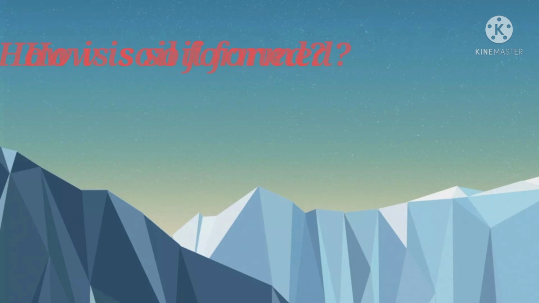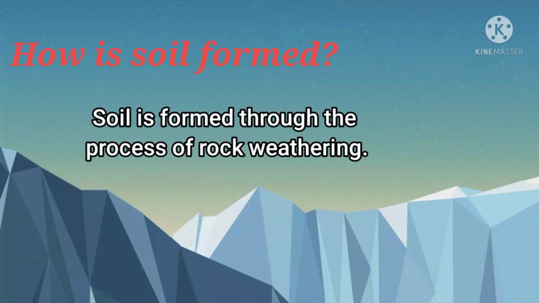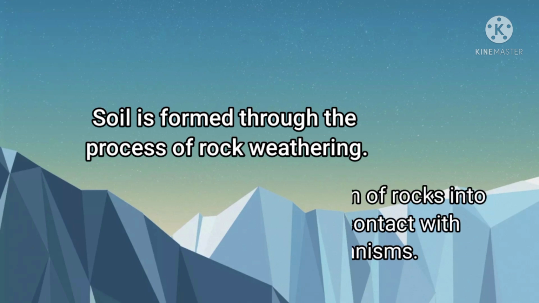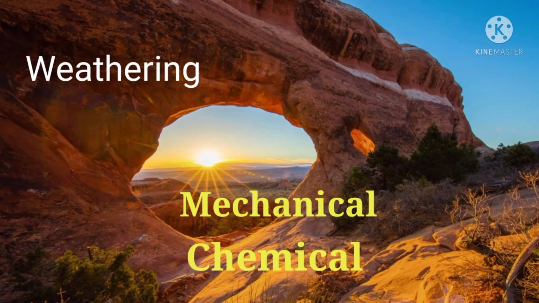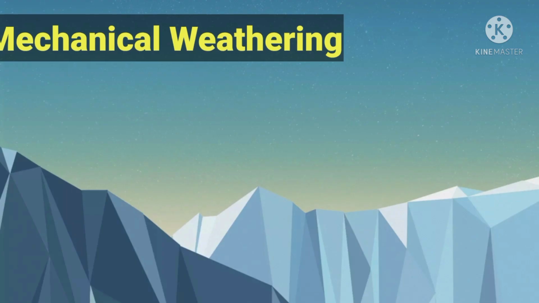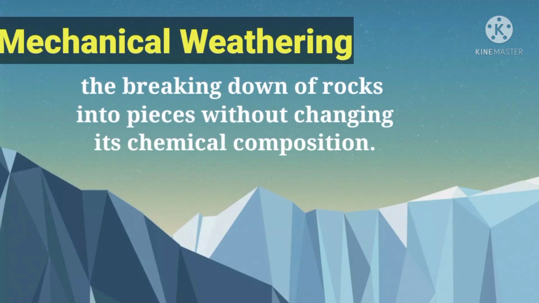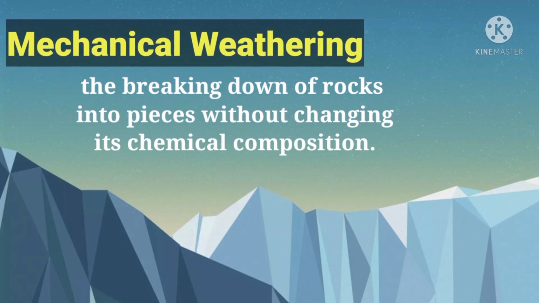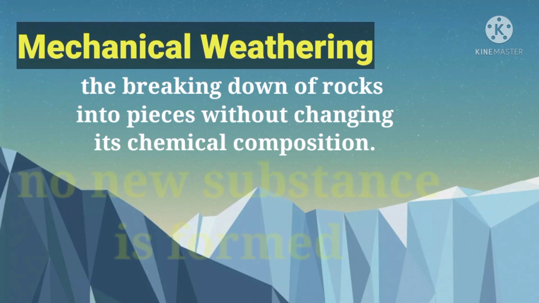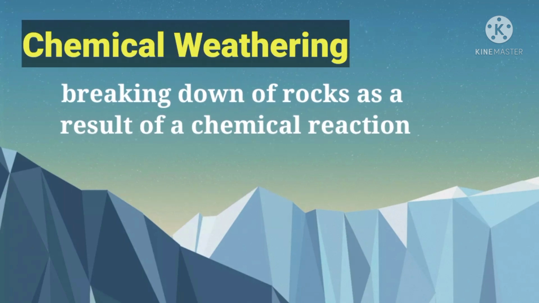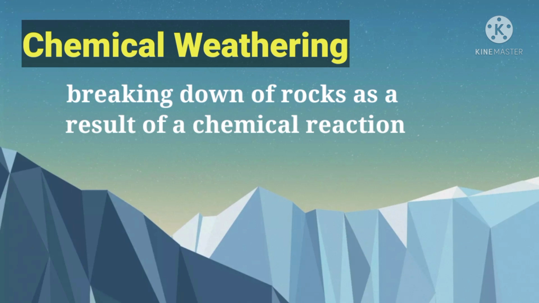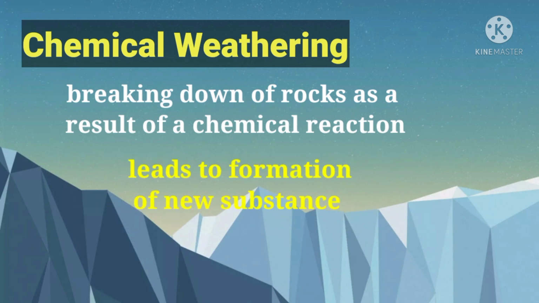How is soil formed? Soil is formed through the process of rock weathering. Weathering is the breakdown of rocks into smaller particles when in contact with water, air, or living organisms. Weathering may be mechanical or chemical. Mechanical weathering is the breaking down of rocks into pieces without changing their chemical composition. No new substance is formed. While chemical weathering is the breaking down of rocks as a result of a chemical reaction, and it leads to the formation of a new substance.